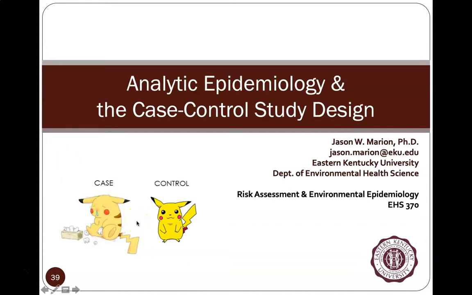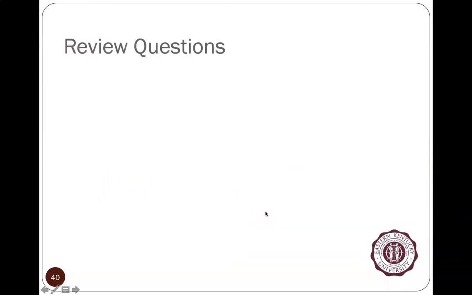So in an analytical epidemiology design, we're often interested in comparing things at the individual level. And in this case, the case control study design, we're comparing cases versus controls. Cases typically have a condition of interest or an outcome of interest, and controls have something in common with the case, but do not end up with the outcome of interest.